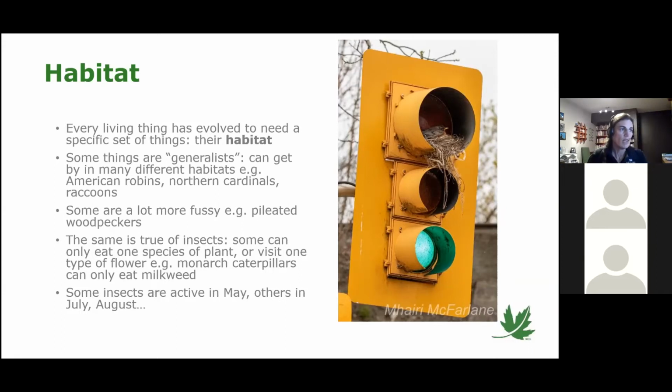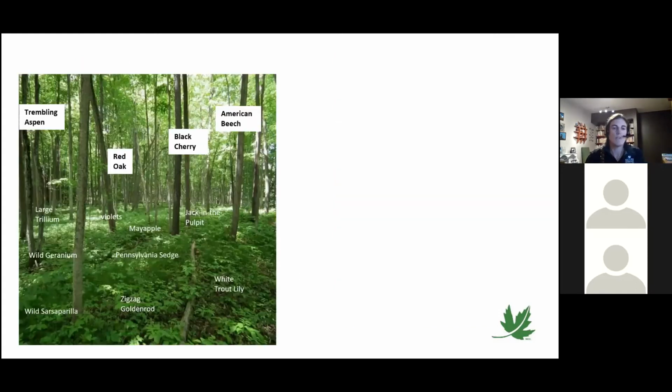So similarly, thinking about it in terms of timeframes, some insects are active in May, others are active in July, others in August, et cetera. So it's not just about diversity of plants to support diverse insects, it's also about diversity of timing and all those things. So enough words. Here's a pretty picture to try to illustrate that point.